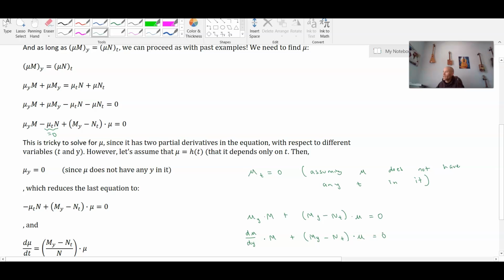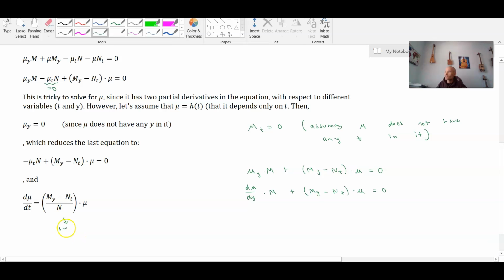Now, once again, this will work if what you find via this equation right here, so suppose this involves y. If this involves y, then we're going to take this alternative strategy right here. And now we'll basically get d mu dy instead of d mu dt, and it will still be an integrating factor. In this case, to solve for d mu dy, we'll have d mu dy equals the negative of (M_y minus N_t) times mu. So just subtracting this over to the right-hand side.